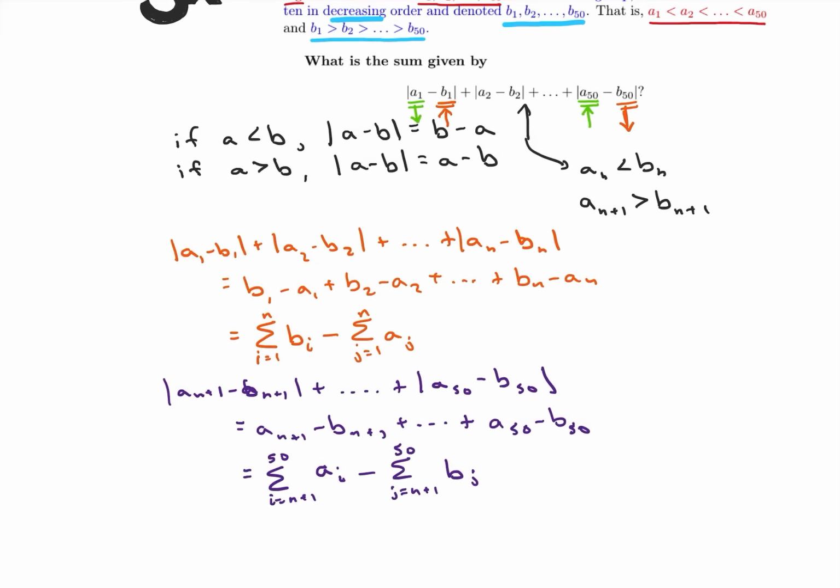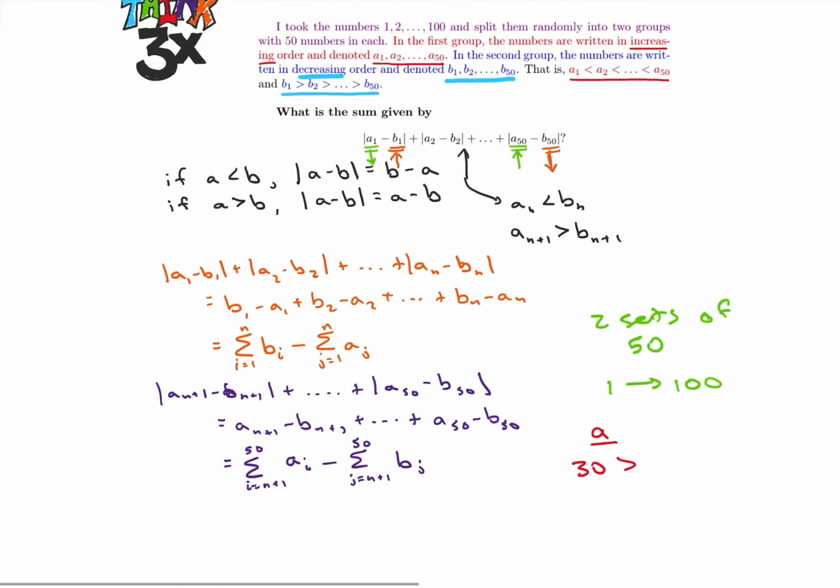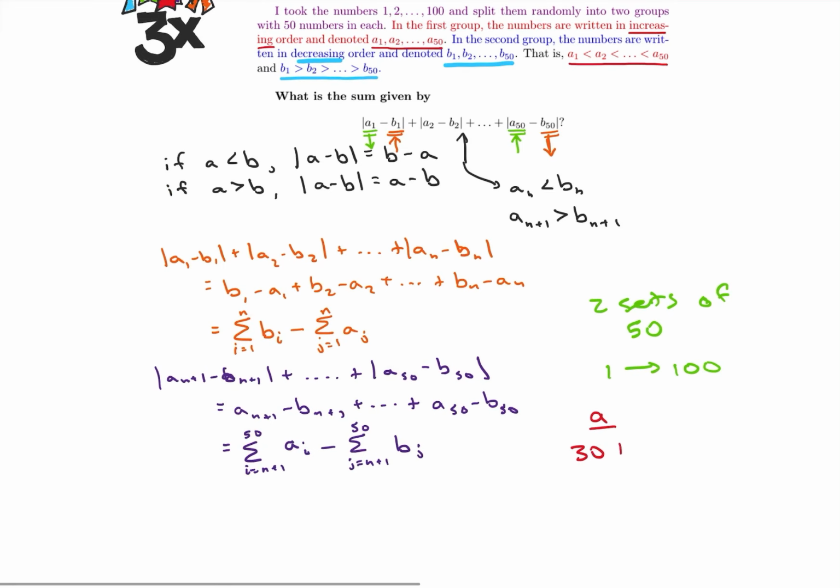Okay, so I have these two different sums. Now the next thing I want you to think about is, let's say I have two sets of 50 numbers, and they go from 1 all the way up to 100. If I look at the A's, so the A's are red, let's look at our A set. Let's say 30 numbers in A are bigger than 50.